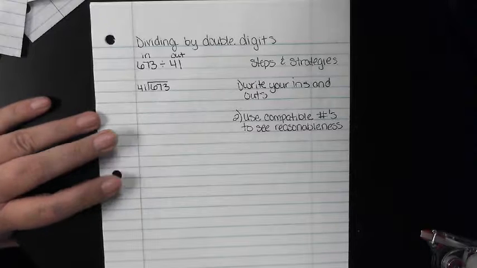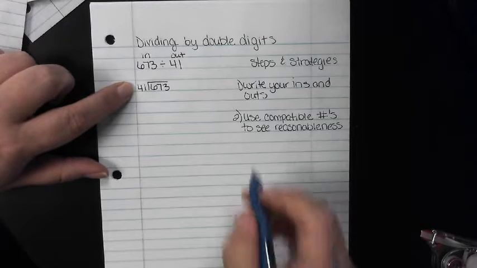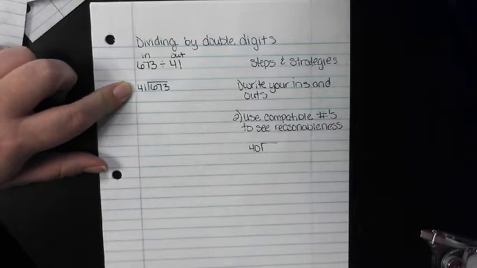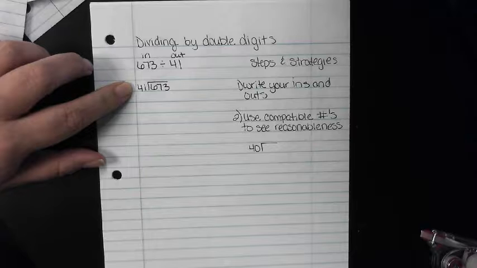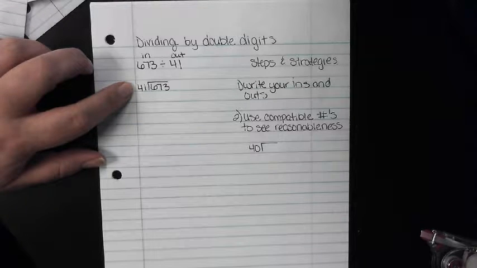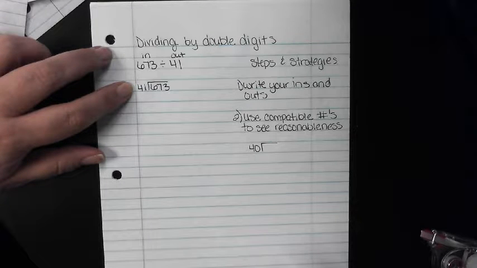673. To use compatible numbers, remember we're going to look at the divisor and we're going to round it. In our case, we're going to round it to 40. Now if you're still having trouble with compatible numbers, make sure that you go check out the video to help yourself get more confident in using compatible numbers with division.